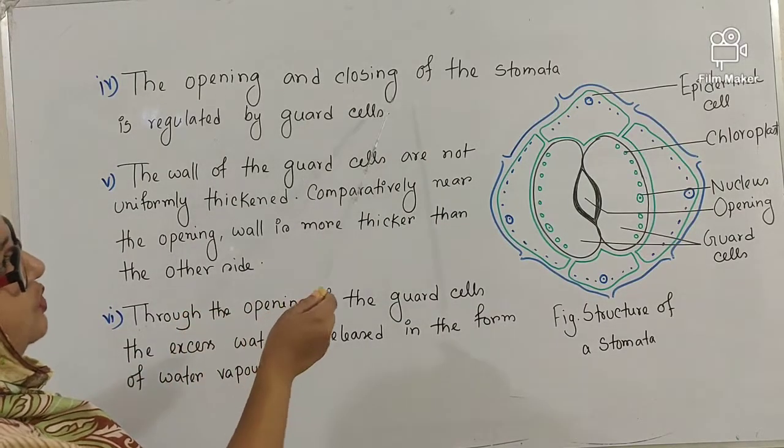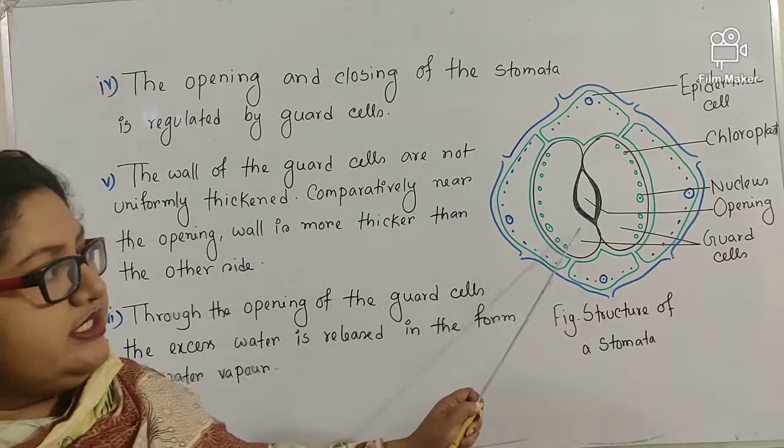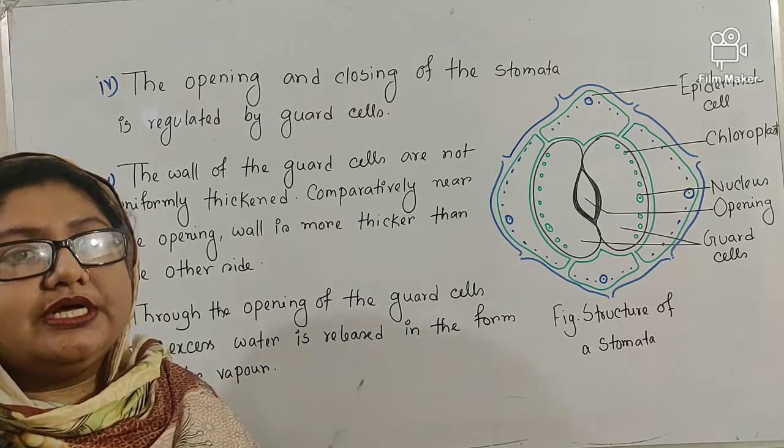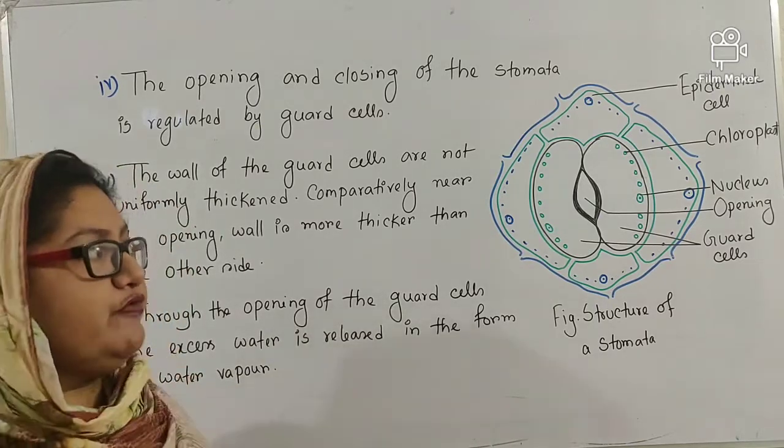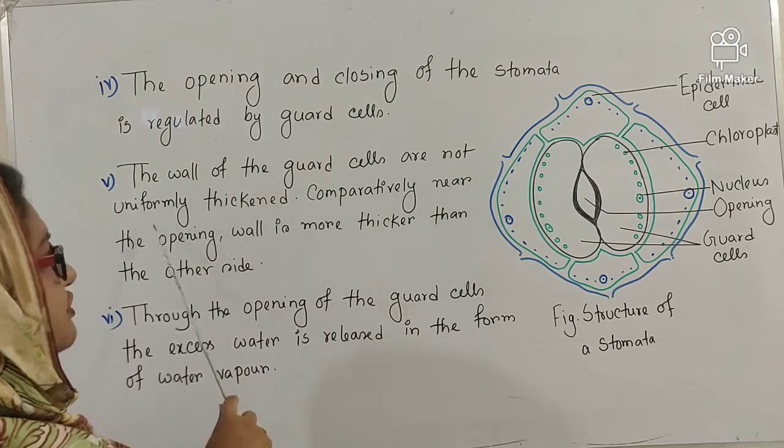The opening and the closing of the stomata is regulated by the guard cell. You can see these two guard cells regulate the opening and closing of the stomata. The wall of the guard cells is not uniformly thickened.